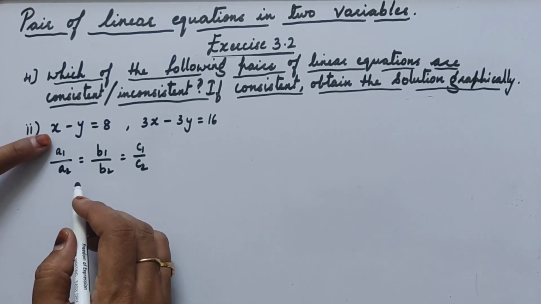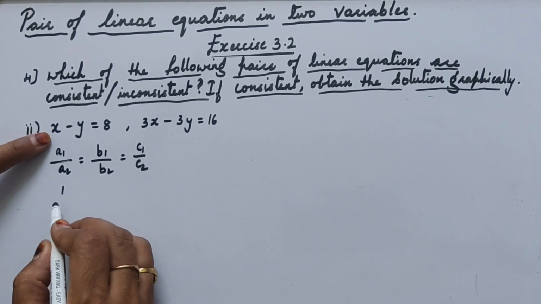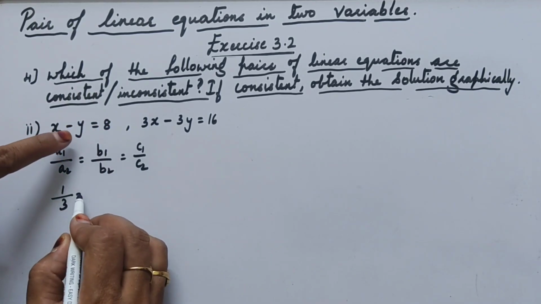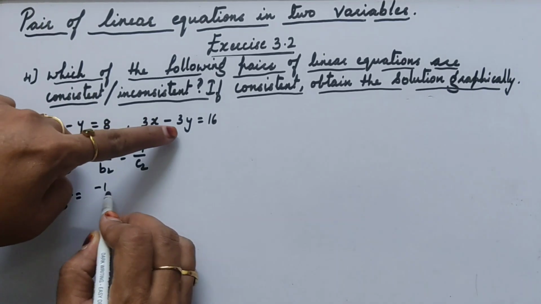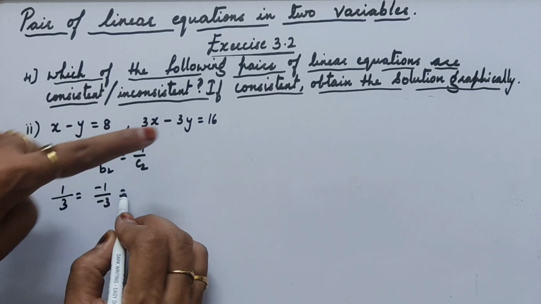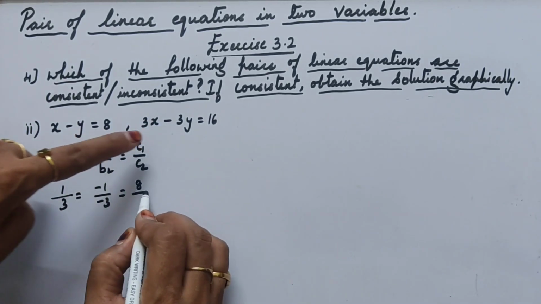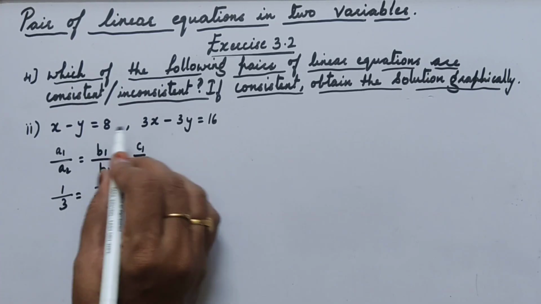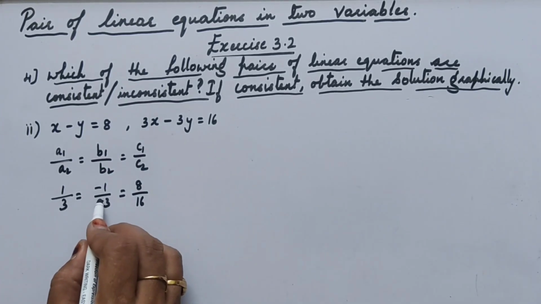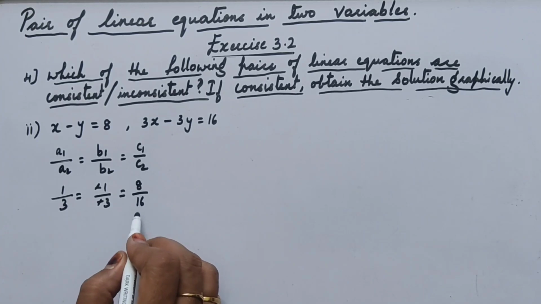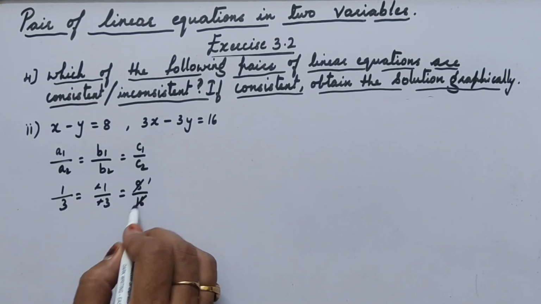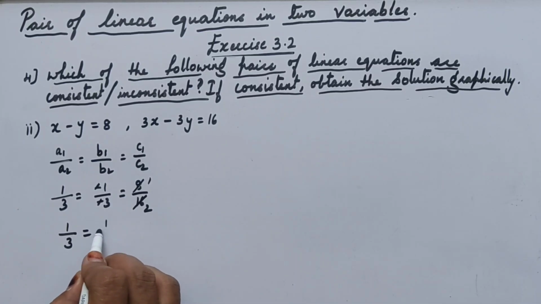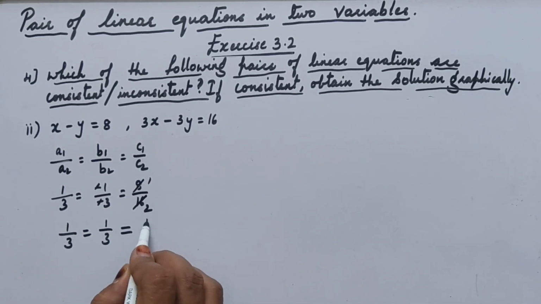Now a1 has got 1, this coefficient is 1 here. Here we have got 3. b1 has got -1, and here we have got -3. c1 is 8 and c2 is 16. Now the sign gets cancelled here. Here you can see 8 ones are 8, 8 twos are 16. It is 1 upon 3 equal to 1 upon 3 equal to 1 upon 2.